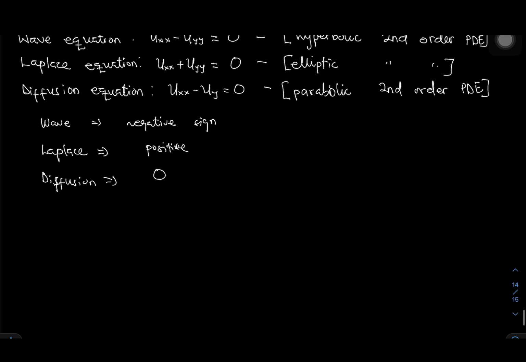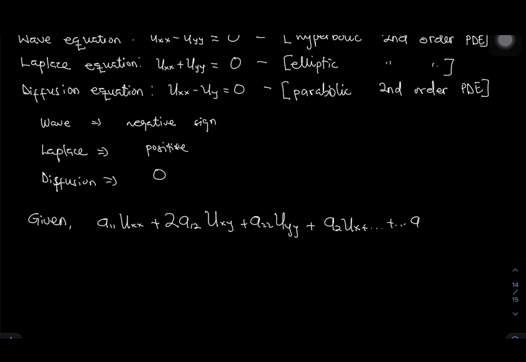If I'm given any partial differential equation, let's generally write one. Let me check my notes real quick. Given the second order differential equation, I have a11 uxx plus 2a12 uxy plus a22 uyy plus first order terms and some constant, equal to 0. I'm using 2 for a reason; it could be any number. This is a second order partial differential equation, even though you have first order terms and constants, because the highest order term is a second order term.